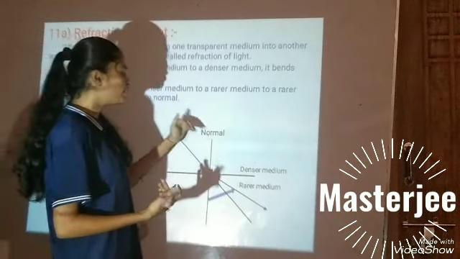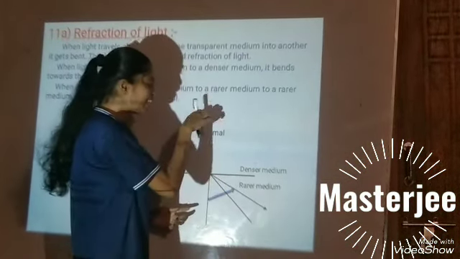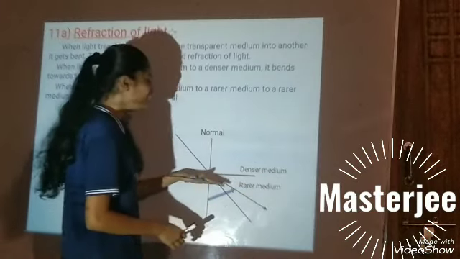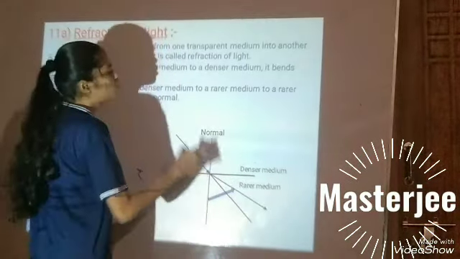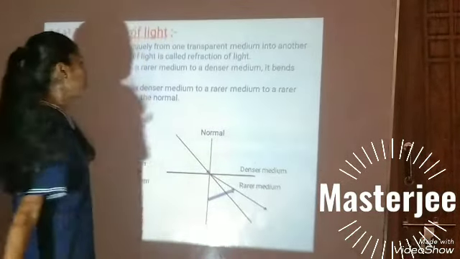When the incident ray is incident obliquely on the surface, it is known as oblique incidence, and the refraction will be 0 in the case of normal incidence.